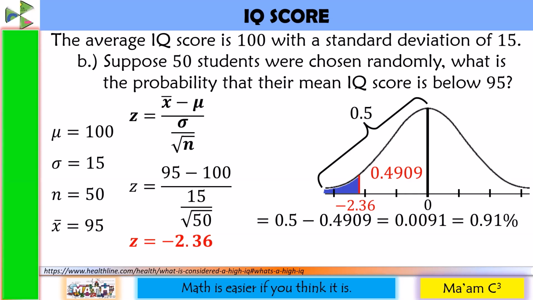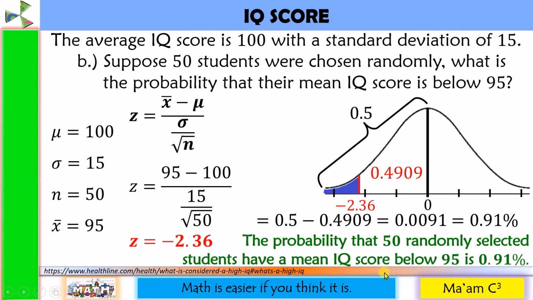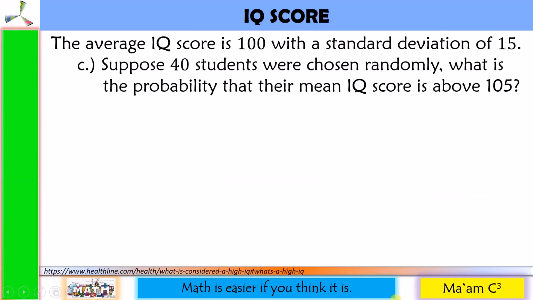The probability that 50 randomly selected students have a mean IQ score below 95 is 0.91%. Letter C, suppose 40 students were chosen randomly. What is the probability that their mean IQ score is above 105? So once again, our population mean is 100. Our population standard deviation is 15. This time, our sample is 40. This 105 here is the mean of the sample. So sample mean is equal to 105.